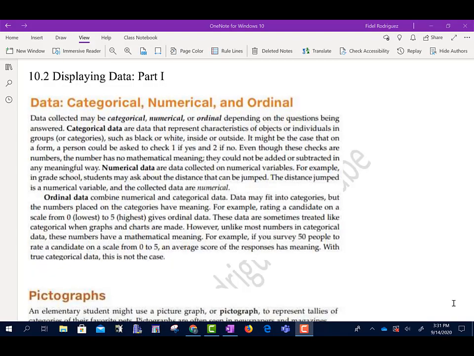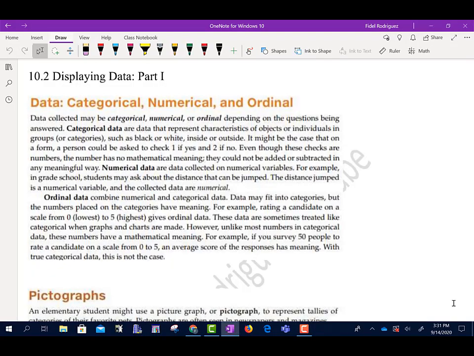All right, section 10.2 talks about displaying data, part one. So we're going to have something called data. It says data can be categorical, numerical, or ordinal. And it says data collected may be categorical, numerical, or ordinal depending on the questions being answered.